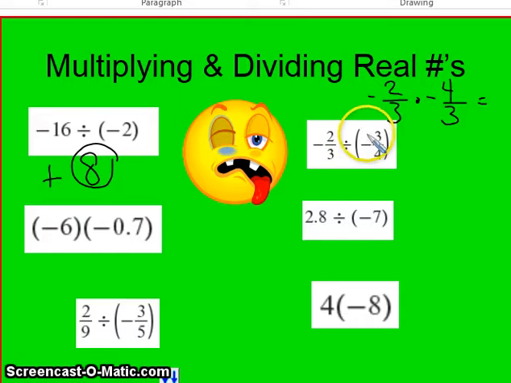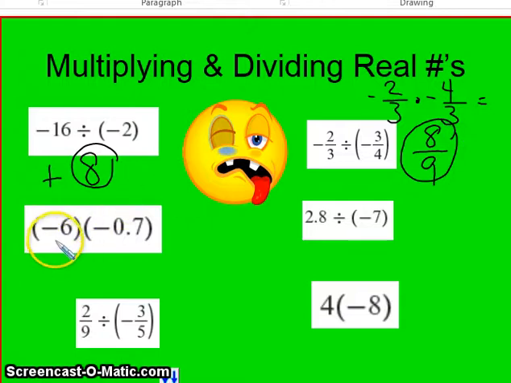Now when I multiply fractions, I go straight across, top times top, bottom times bottom. Remember, a negative and a negative make a positive. 2 times 4 gets me 8. And on the bottom, 3 times 3 gets me 9. So negative 2/3 divided by negative 3/4 is a positive 8/9.